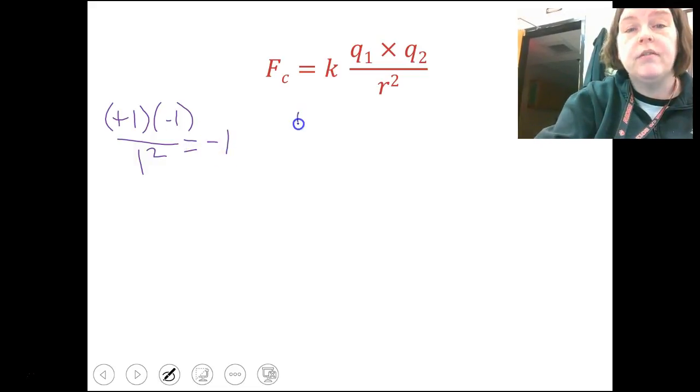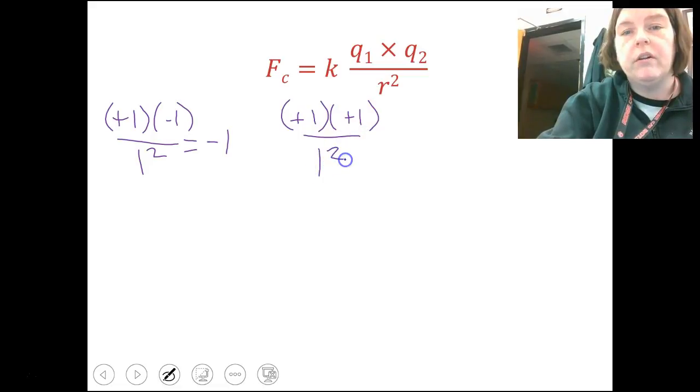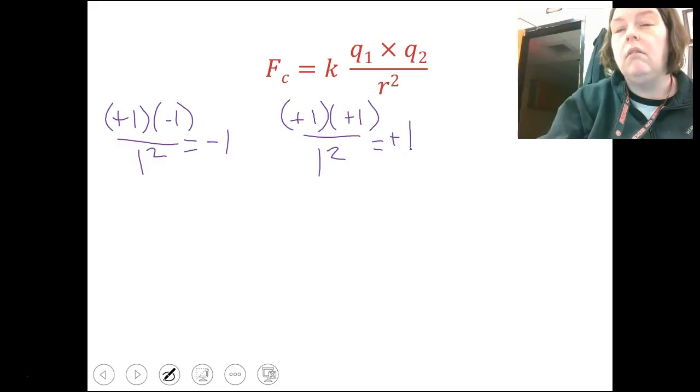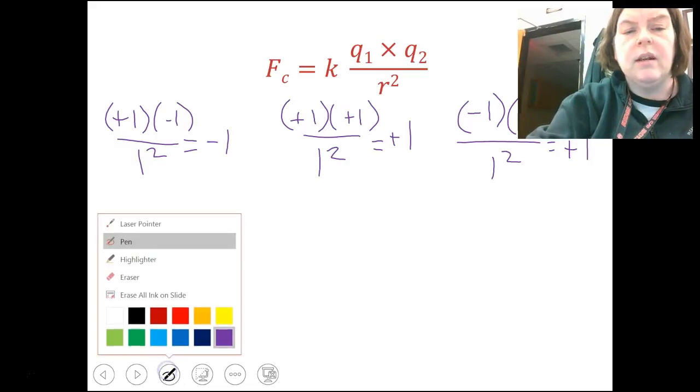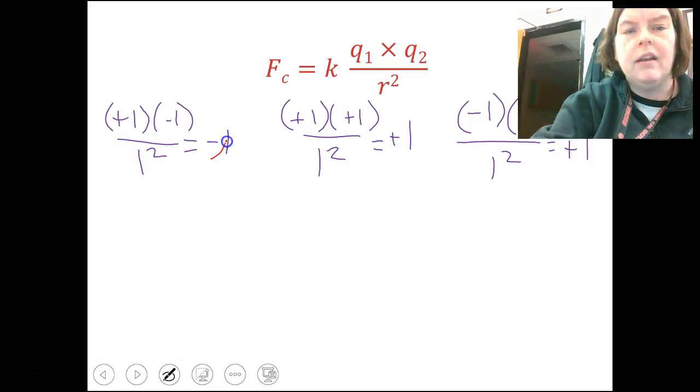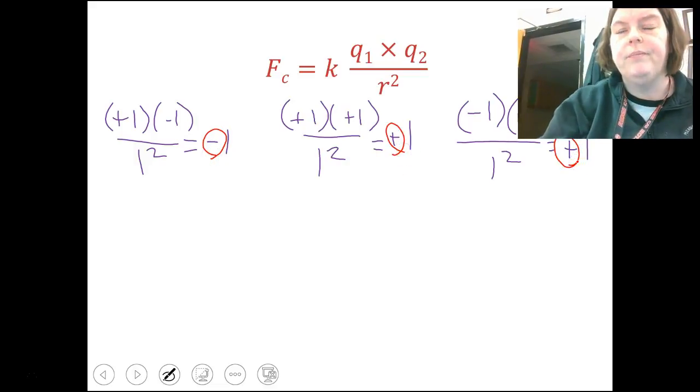What if I had two positive charges? Positive 1 times positive 1, and they were 1 away from each other. Oh, that'd be a plus 1. Okay. What if I had two negative charges? So negative 1 times a negative 1 divided by 1 squared is equal to a positive 1. Something interesting that I'm seeing here. I've got a negative sign, I've got a positive sign, and I got a positive sign.